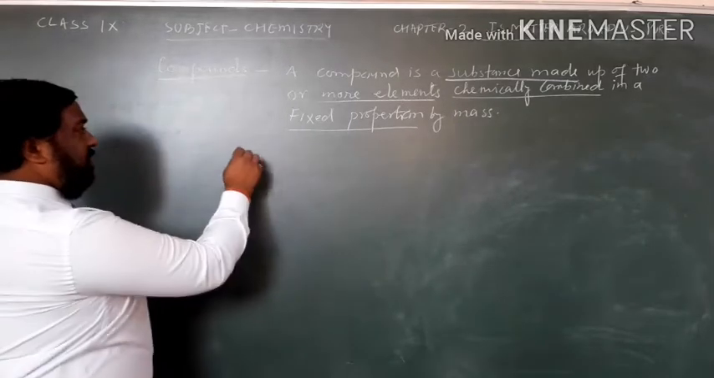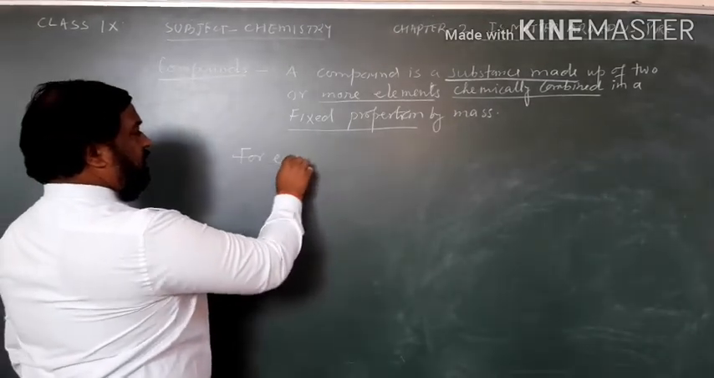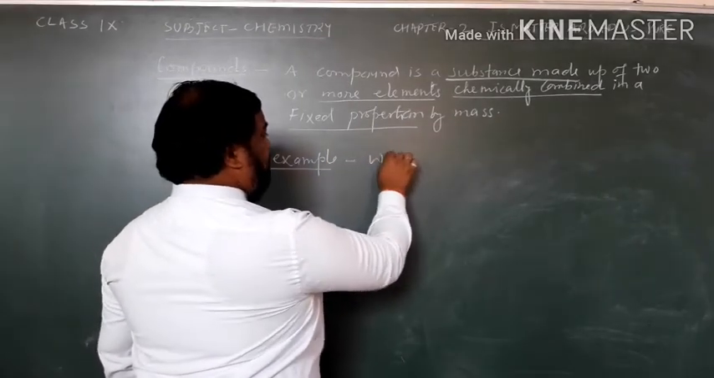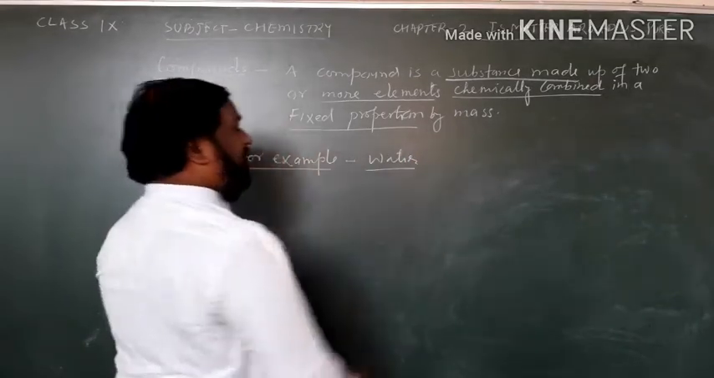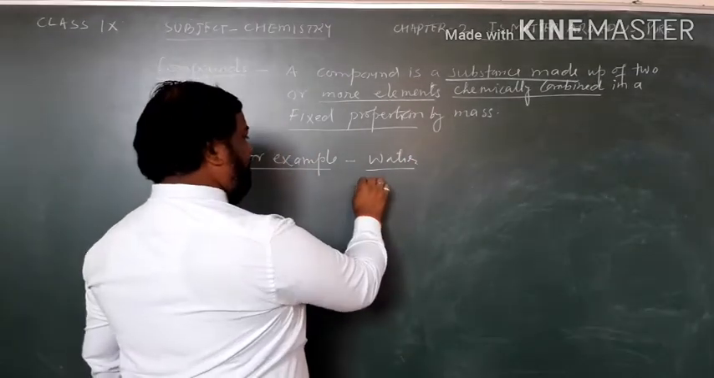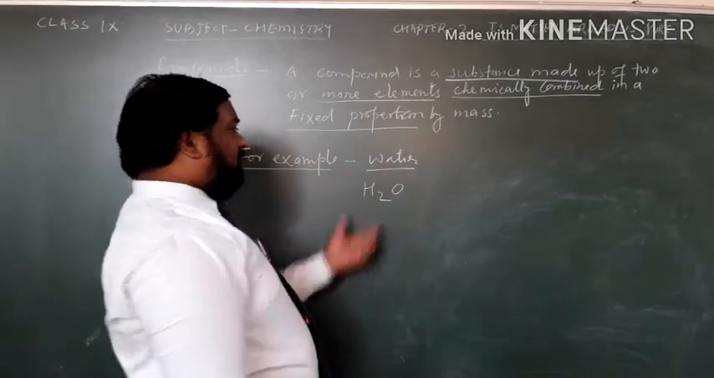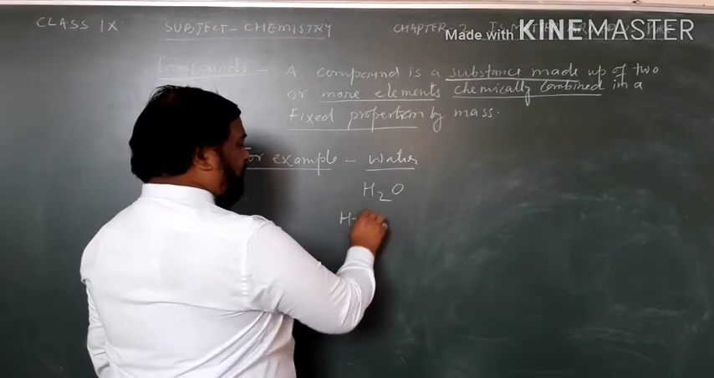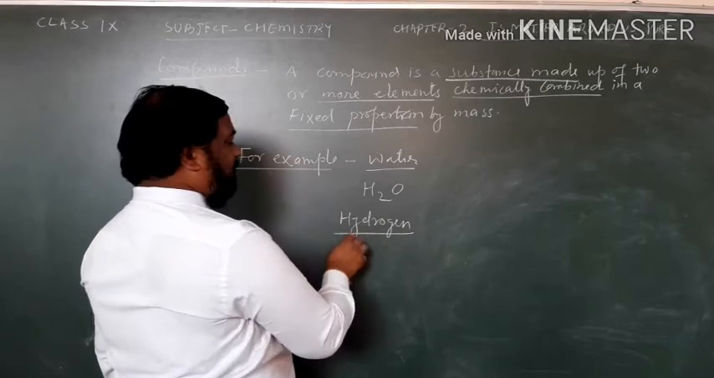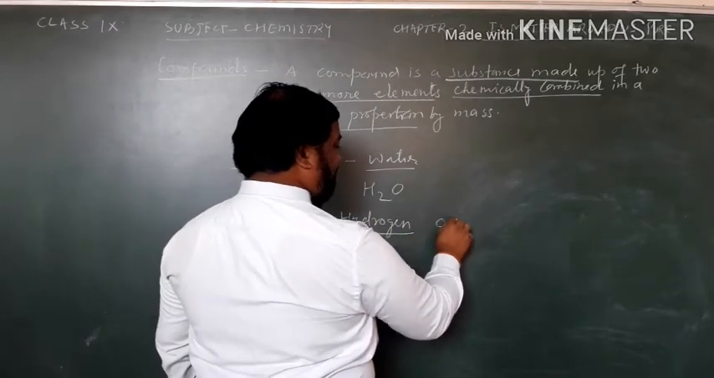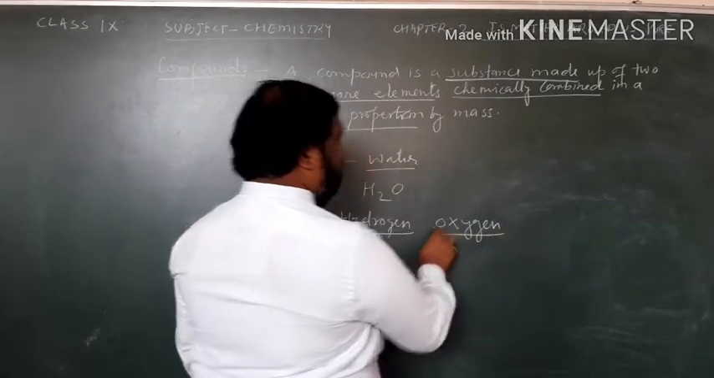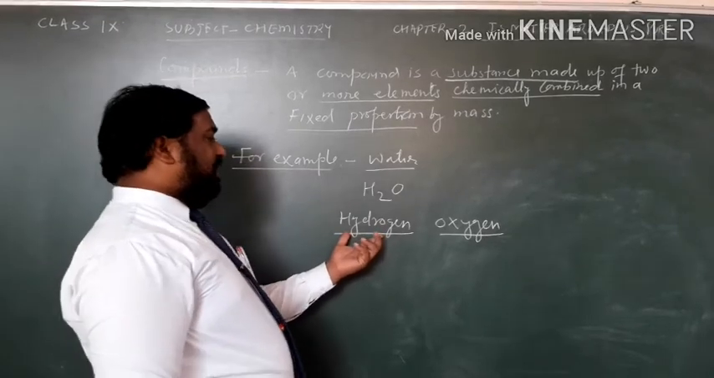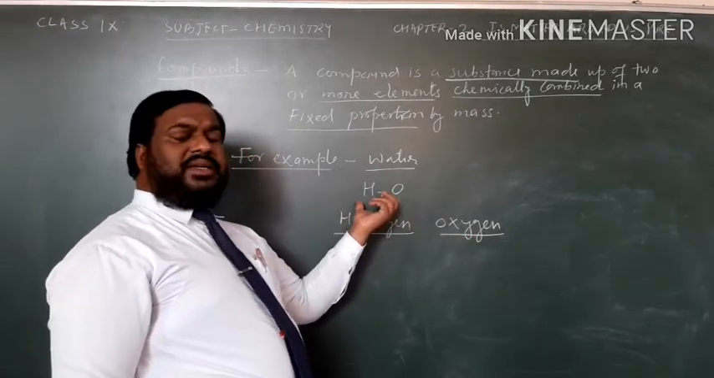For example, water, and the formula for water is H2O. In this water, H2O, one is hydrogen and second is oxygen. Means here two elements, one is hydrogen and another is oxygen, are present.